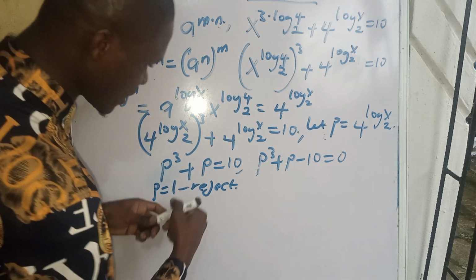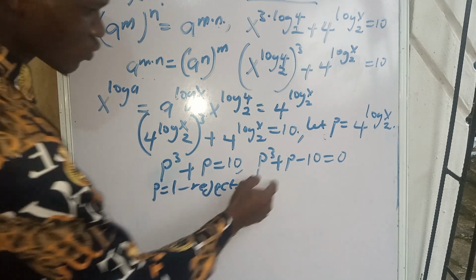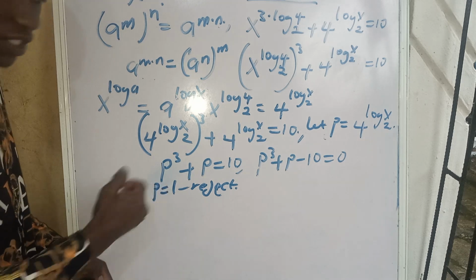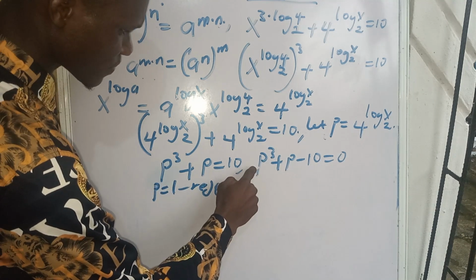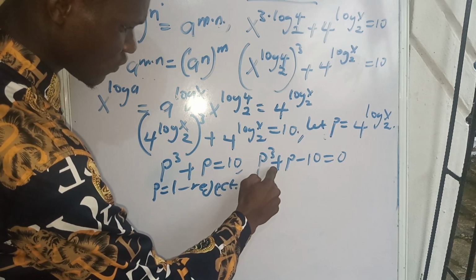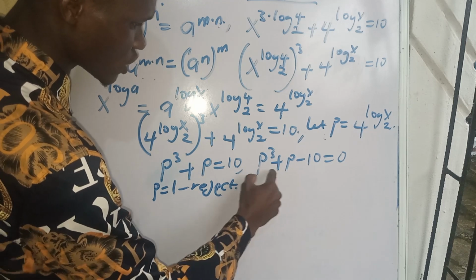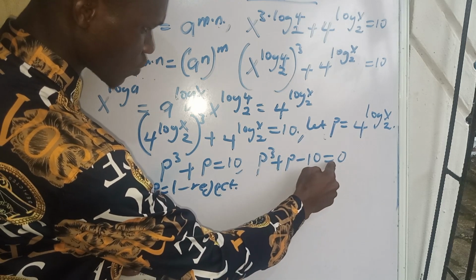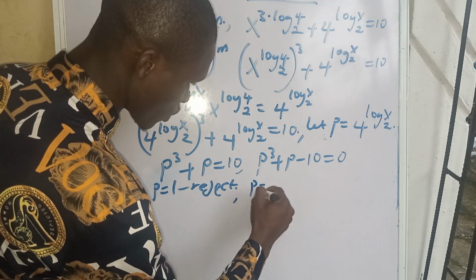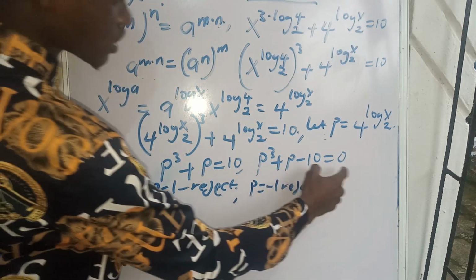So we picked p equals 1, and p equals 1 does not work, and we reject it. We are going to pick negative 1 to see whether it's going to work. If we put negative 1 here, negative 1 to the power of 3 is going to give us negative 1, and negative 1 minus 1 is going to give us negative 2, which is minus 2. Minus 2 minus 10 is going to give us minus 12, which is not equal to 0. So p equals minus 1, we are also rejecting it because it's not giving us 0.